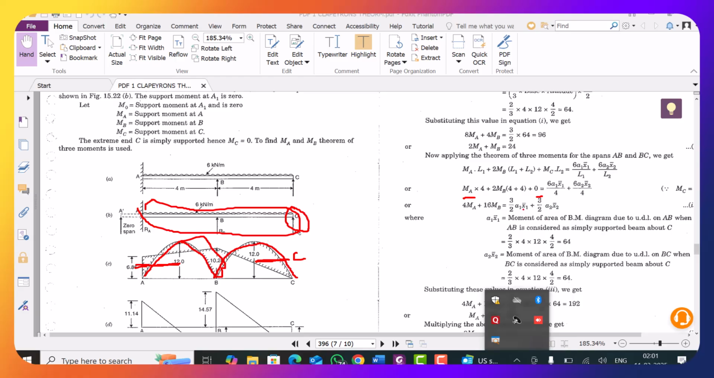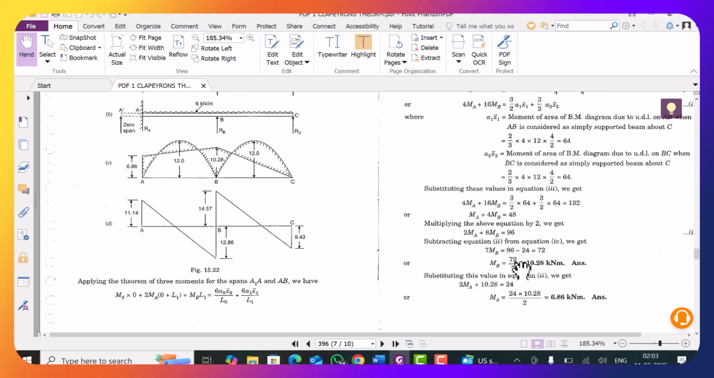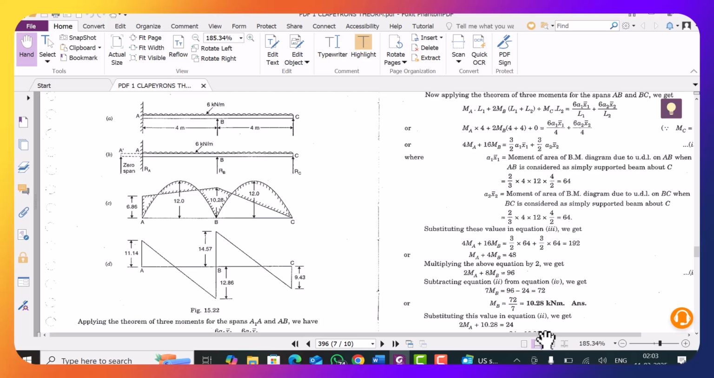So in this way, note this, A1 will be equal to 2/3 base 4 into height 12. So when you are considering span ABC, the area under this will be equal to 8, right? So in this way you will put the values, and from these two equations you will get the values of MA and MB.